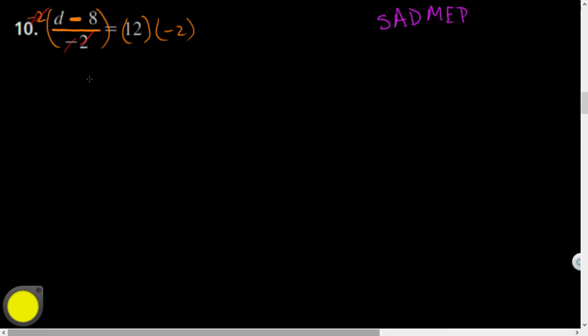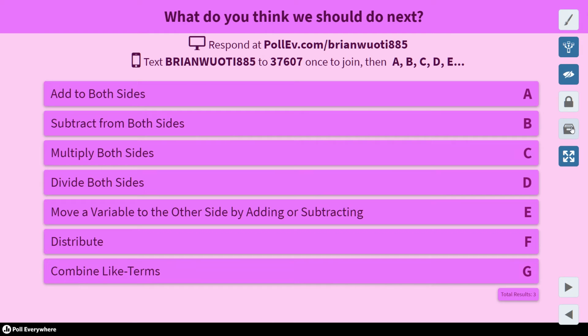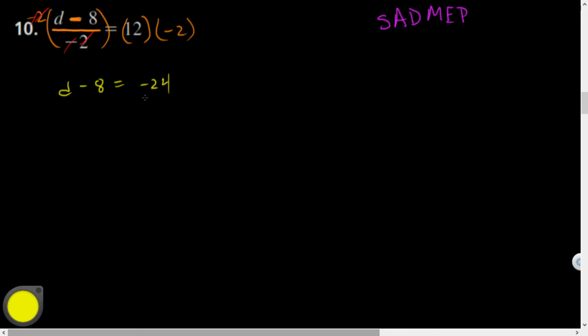What is going to be left on the left-hand side? Pooja, what do you think is left over here? Yeah, d minus 8 equals negative 24. Splendidly done. All right, let's ask the polls again. Let's clear the results. So d minus 8 equals negative 24.